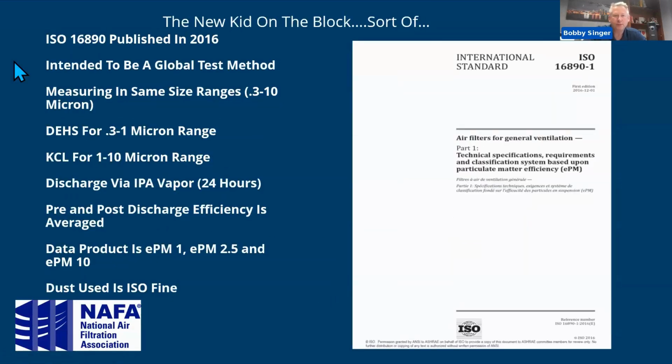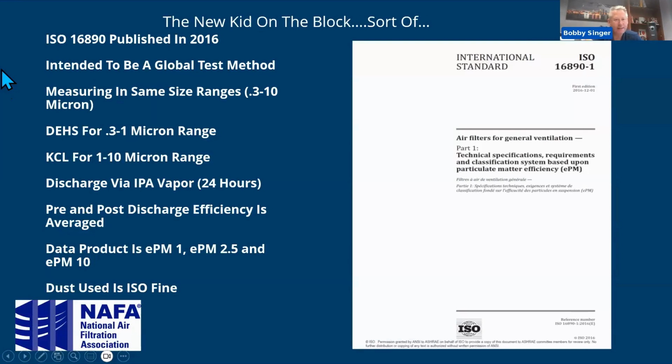The other one, which is a bigger deal, I think, is the ISO 16890. It still feels like a new standard, even though it was published in 2016. It was intended to be a global test method, and it basically has become that, minus the United States. The U.S. is holding on to 52.2 for dear life, apparently, and it doesn't seem like it's going to change anytime soon. But if you're doing business globally, this method is going to rear its head eventually.